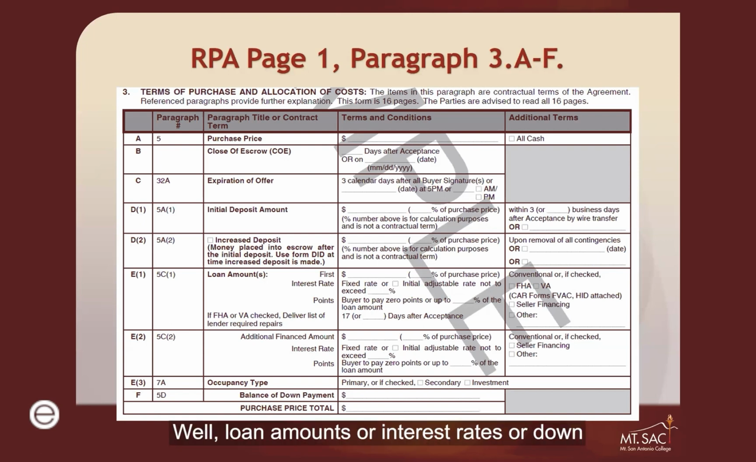Why do we have the three boxes? Well, loan amounts or interest rates or down payment amounts might be different with secondary, certainly with investment, from a primary residence. Interest rates would be different, typically higher. And then also, remember, the buyer only has the protection of that 3% cap on liquidated damages if it's a primary residence, not if it's a secondary or investment. Balance of down payment will be put into F automatically. Again, just like the current form, it'll automatically add those up for you. Purchase price total will appear then at the bottom.